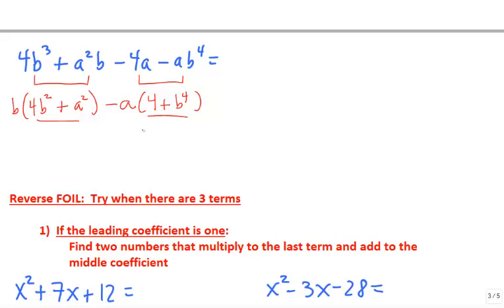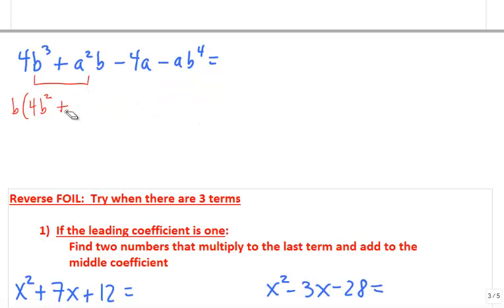So it looks like grouping failed here, but we can actually get creative and make it work by rearranging the terms slightly. Sometimes grouping won't work if you just jump right in and do the first two and the last two. What I'm going to do instead is rearrange the terms a little bit and see if that helps me be more successful. So let's try switching these two guys around.